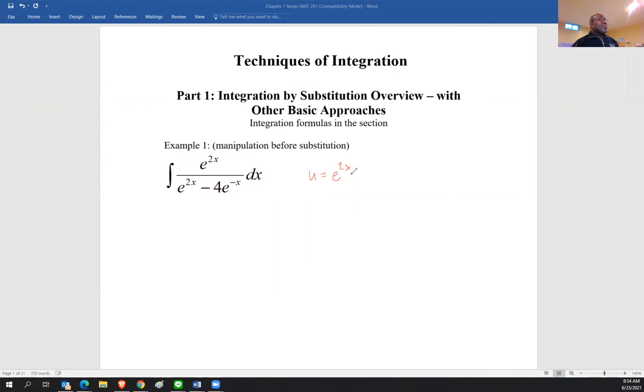So we might say, well, why don't we let u equal e to the 2x minus 4e to the negative x? Now, of course, the problem that we run into here is that du is not going to be so cut and dried. It's going to be 2e to the 2x plus 4e to the negative x, which we don't see in the numerator. So on the surface, using substitution might seem as if it's fruitless. However, if we make one adjustment to the expression itself, we can actually come to a point where we can use substitution.